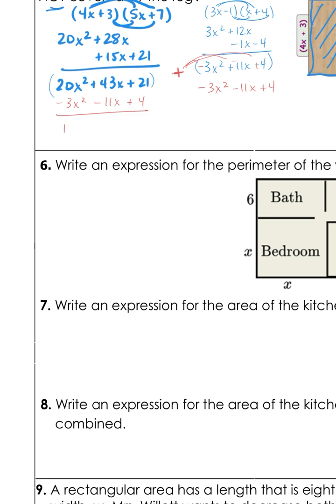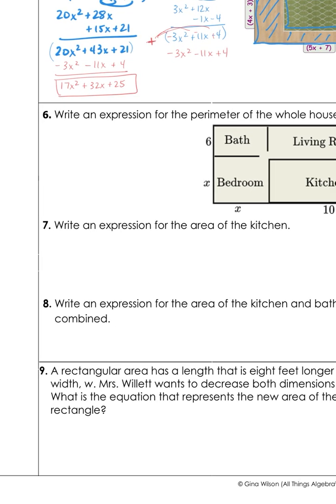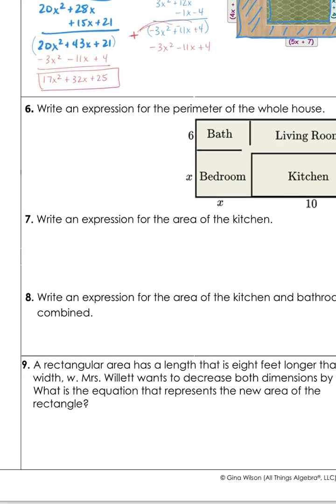So 20 minus 3 is 17x squared. 43 minus 11 is 32x. And 21 plus 4 is 25. So that is the area that's not covered by the rug. All right, we're going to do one more. Oh, actually, we'll do both of these.